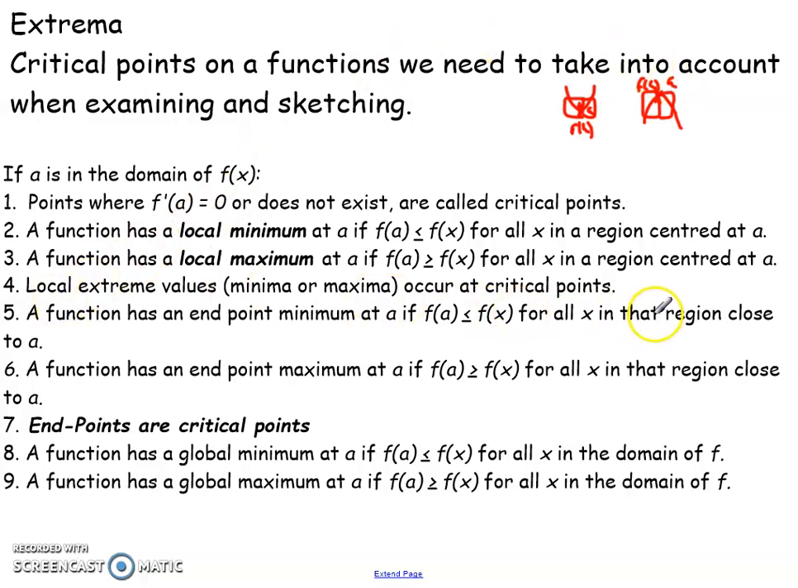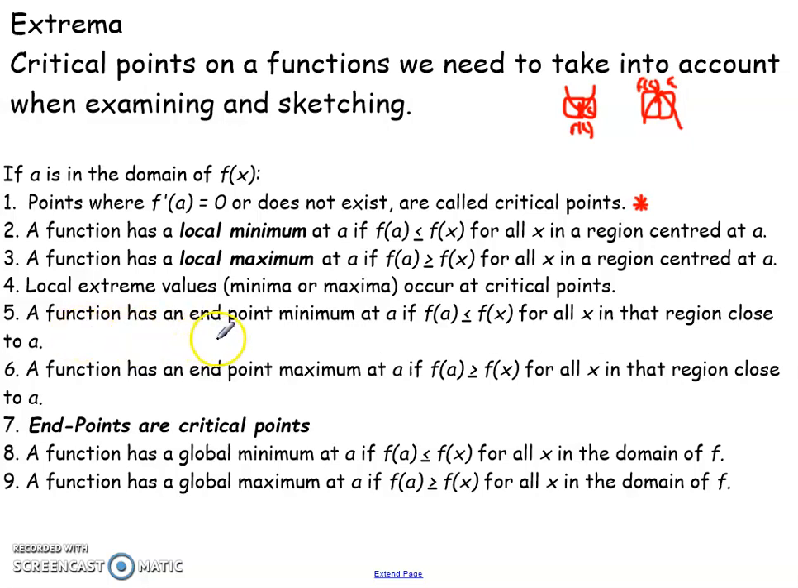Fourth thing we have to look at is local extreme values, so the maxima and minima, as we've just mentioned here. These occur at critical points. So these occur at points where f dash of a equals 0, or it doesn't exist, there is no derivative at that point. The next thing we then have to look at is the end value, so the end point values of the function within the region we are in.